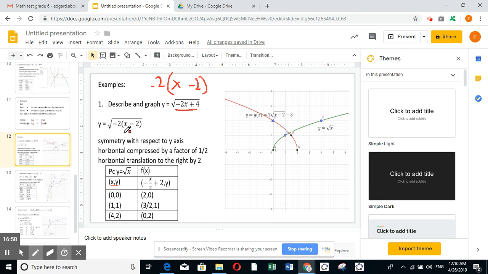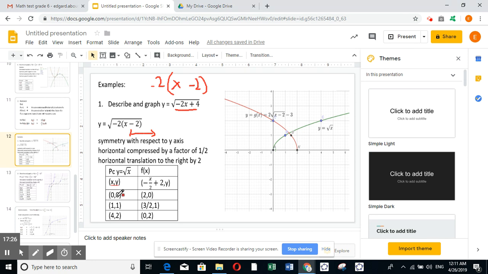So if I want to write it, the first step here is the symmetry. I have a symmetry with respect to the y-axis. Then I have a horizontal compress by a factor of half. Why? Because I'm dividing by 2, so the factor is half. And we have a translation to the right by 2, because I have minus 2.